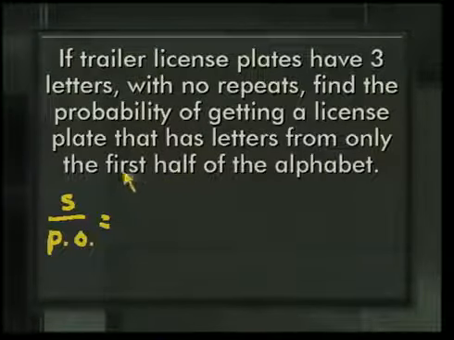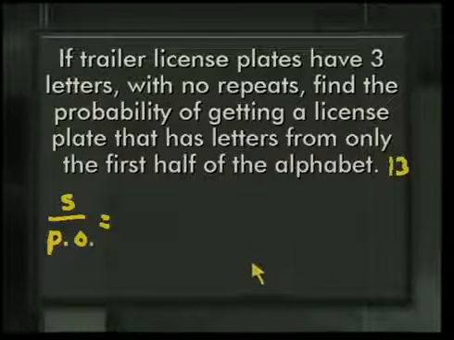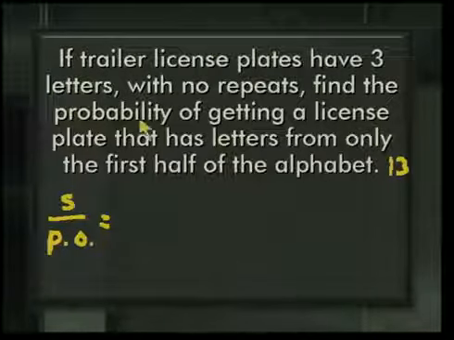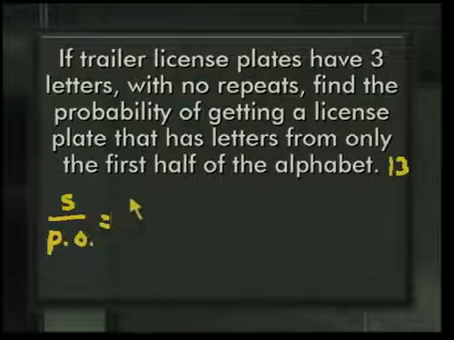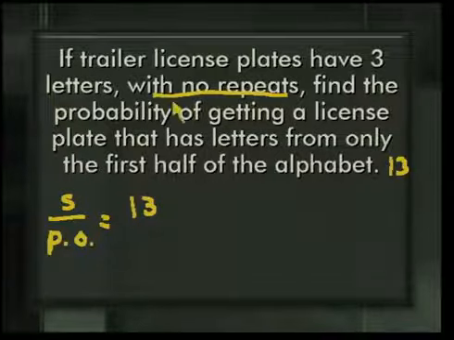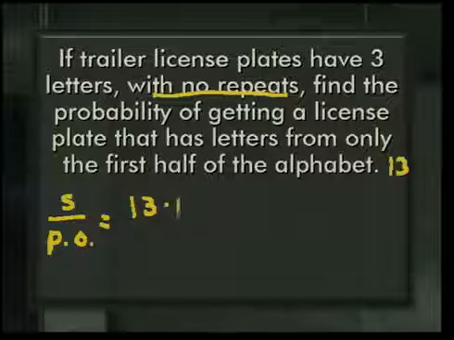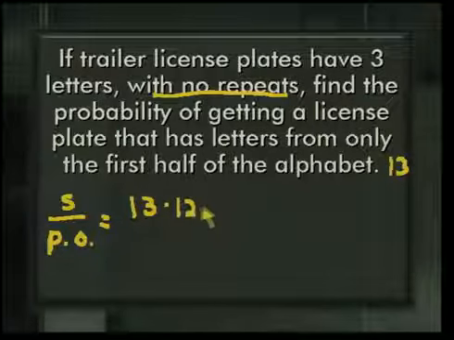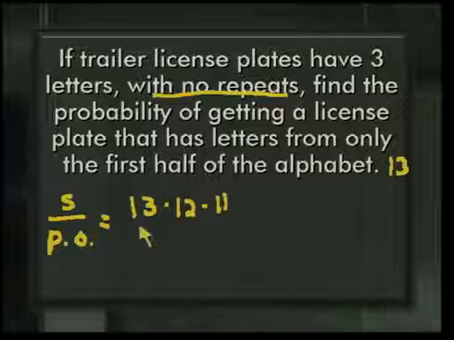Now, the first half of the alphabet, that's A through M, there's 13 letters. So I want 3 letters for success from the first half of the alphabet. There's 13 to choose from, and it said no repeats. So 13, that leaves 12 letters left for the second, 11 letters for the third.